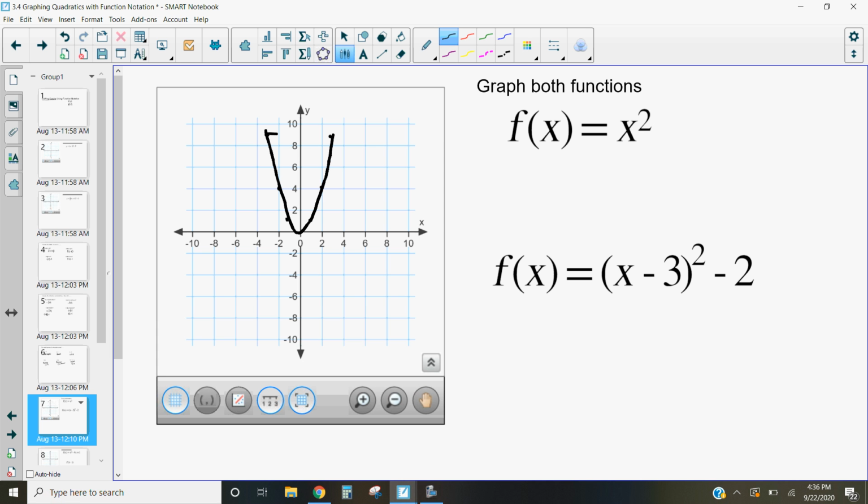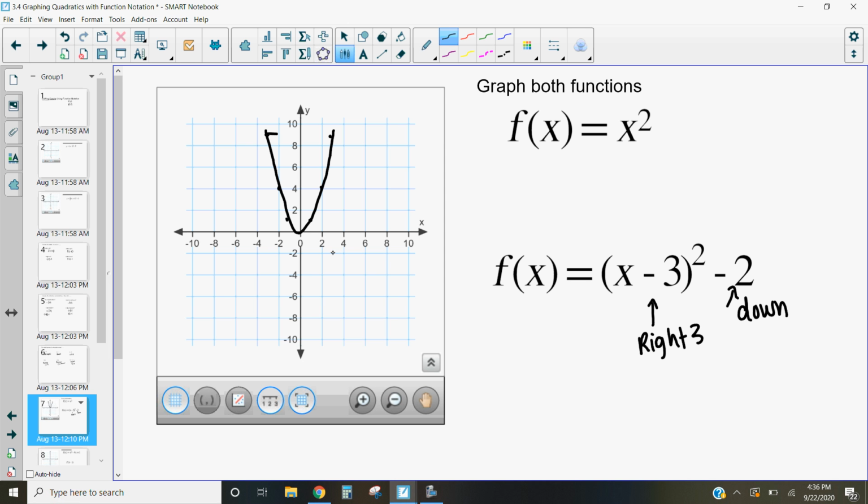Beautiful, right? And then we want to shift it. So I want to take it 3 to the right. So we're going to the right 3 and down 2. That's what these numbers tell us. Notice how this looks a lot like vertex form, because that's what vertex form is. So we are shifting to the right 3 and down 2.